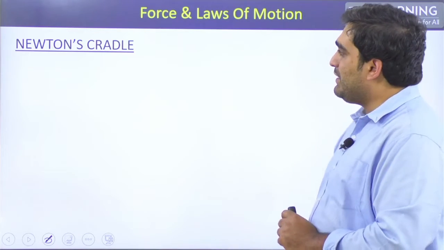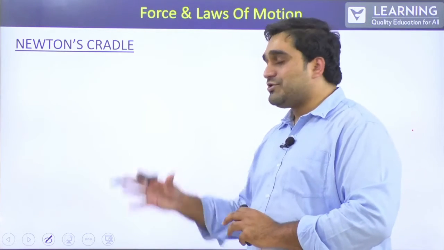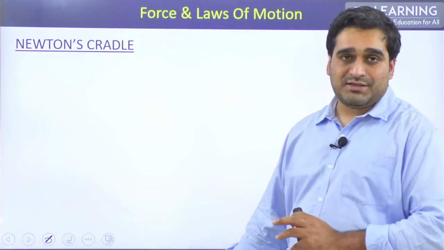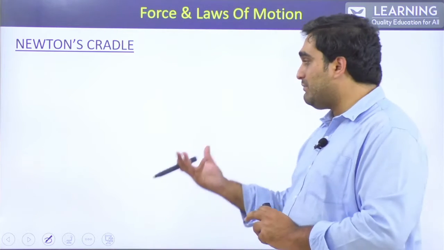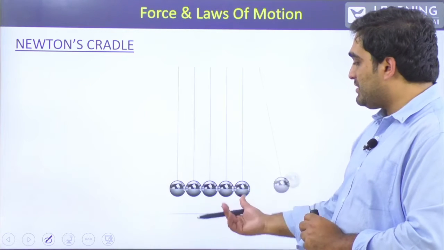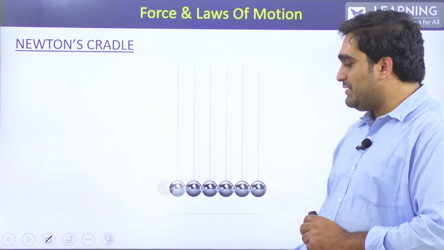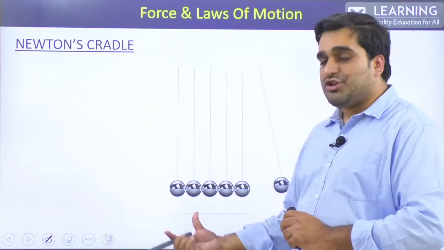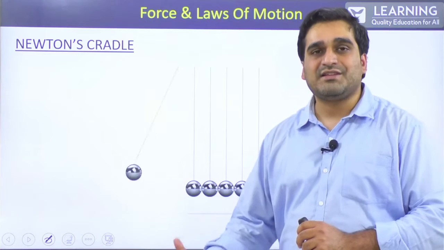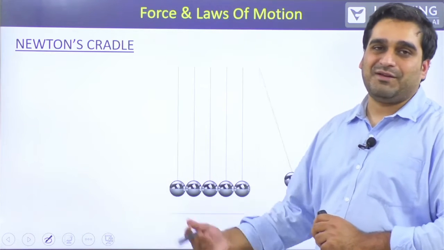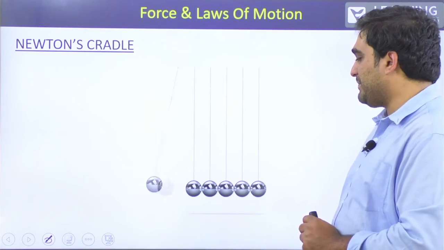And finally, a toy which is called Newton's Cradle. You must have seen or played with them. So this toy looks something like this. It is used in order to explain the conservation of momentum in a given system.